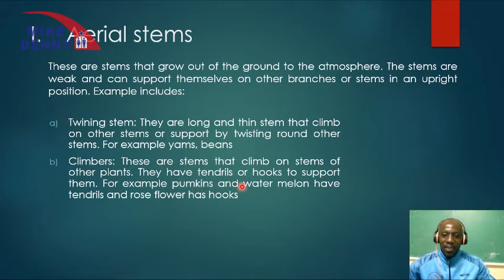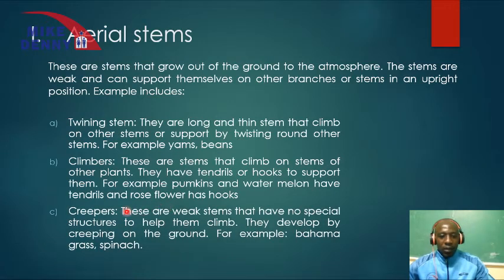the stem. Then we have watermelon. These are ones that develop tendrils. Then the rose, it develops hooks. Then we have creepers. Say these are weak stems that have no special structures that can enable them to climb or help them to climb. They develop by creeping on the ground.